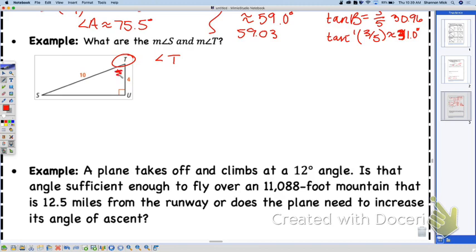Wouldn't that change the opposite then? Well, if it's on tangent, we don't have opposite. We have what? Adjacent and hypotenuse. What function is that? What function is adjacent? Which one has adjacent over hypotenuse?